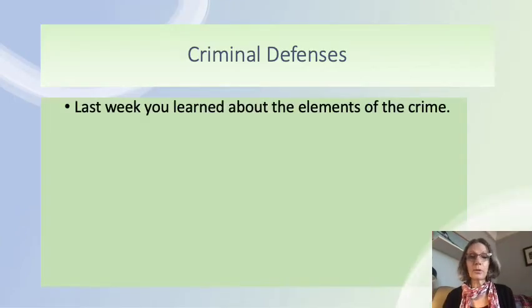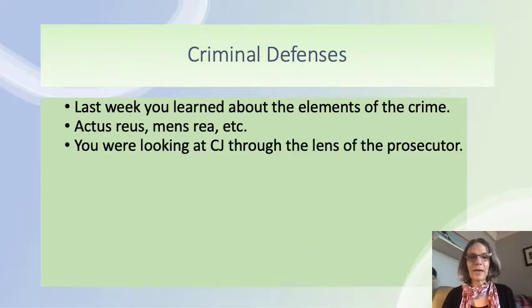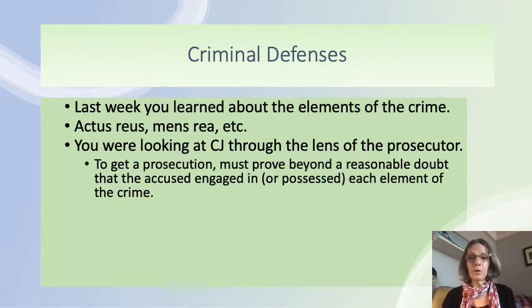Okay, so last week you learned about the different elements of the crime: actus reus, mens rea, etc. And you were looking at the criminal justice process through the lens of the prosecutor. You learned that to get a prosecution, you must prove beyond a reasonable doubt that the accused engaged in or possessed each element of the crime. So you had to prove mens rea, you had to prove actus reus, etc. That's what we did last week.